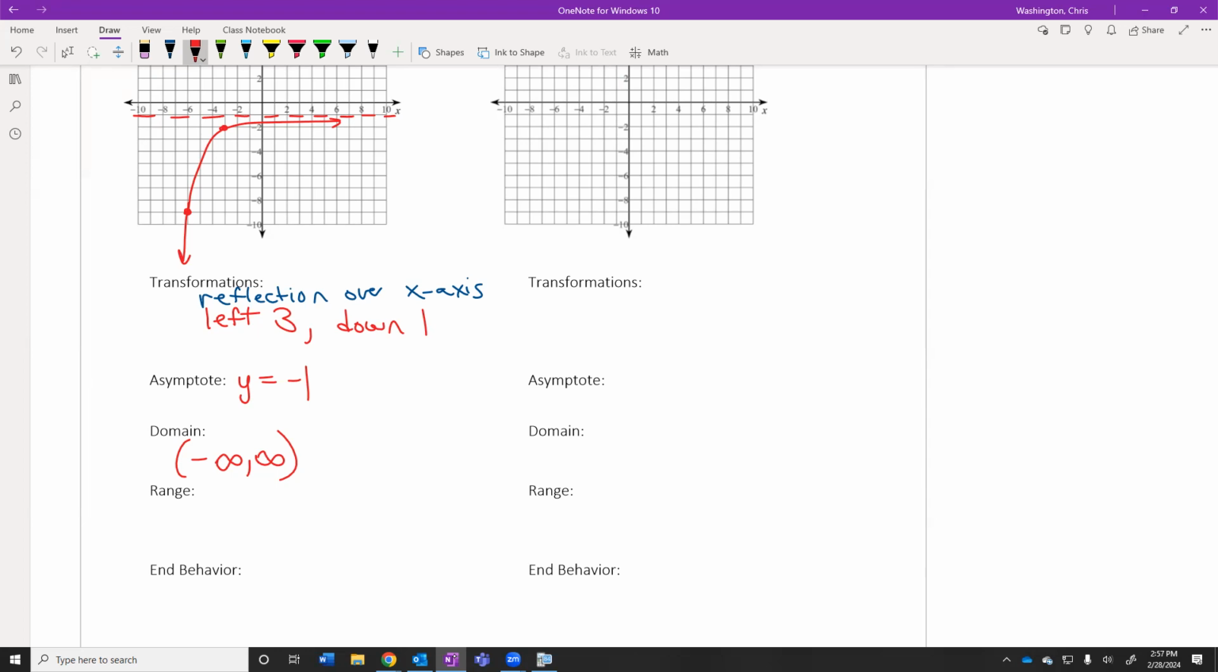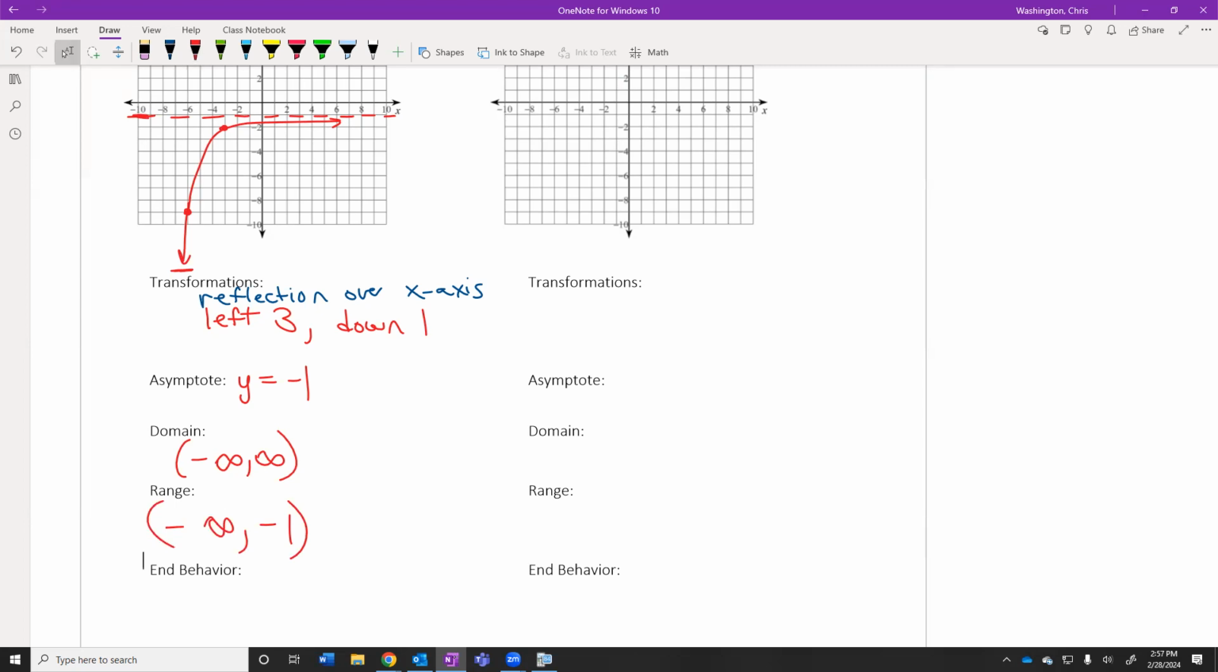The range, this side of the graph, since it's been reflected, the range is going to look a little bit different than the others we looked at. It's going to go from -infinity up to the asymptote, in this case, -1. And we're going to use parentheses.